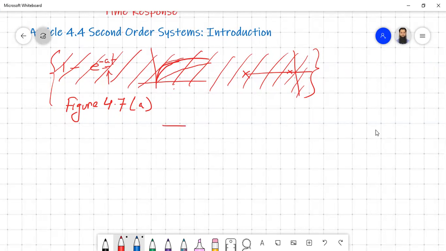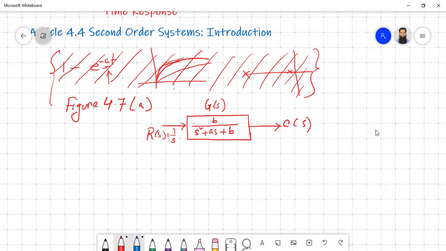So let's say we have a generalized block diagram representation of a second order system, something like this. This is the step input; in general we use a step input for checking the system behavior and responses. Then you have the generalized form of G of s for the second order system, given by b over s squared plus a s plus b. And then you have your C of s.